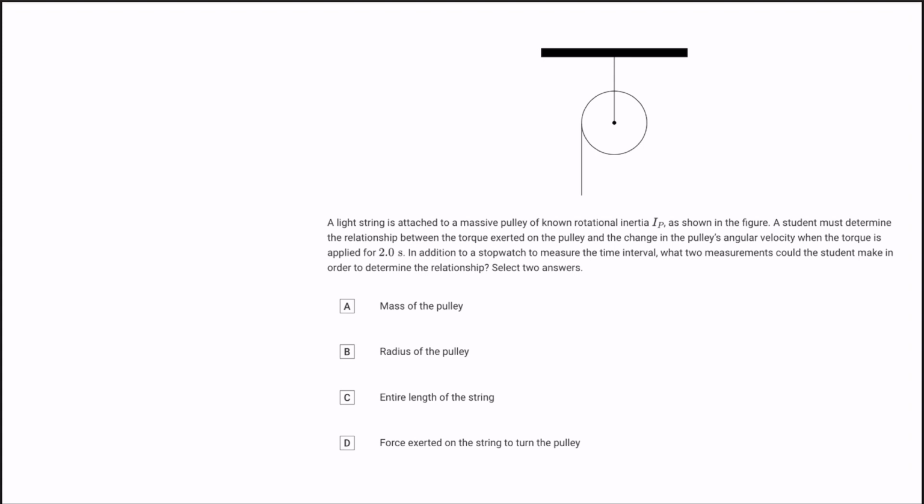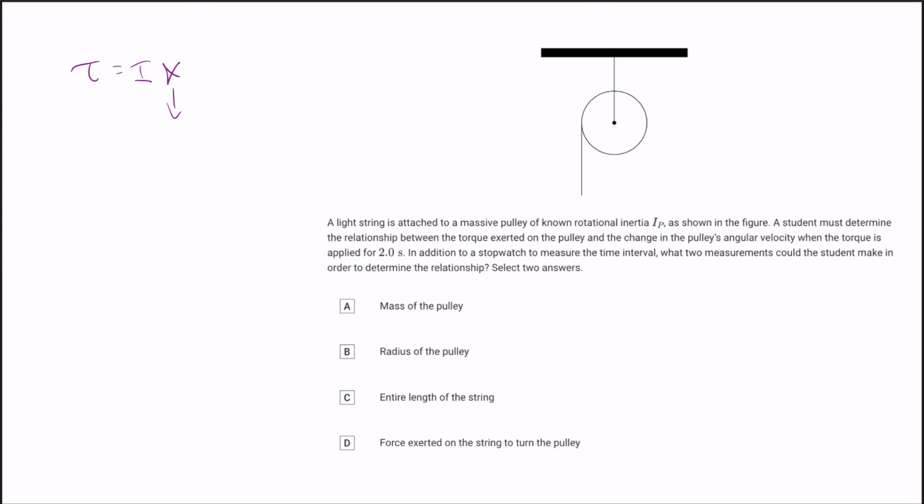All right, so the student is trying to compare the relationship between torque and angular velocity. So the first thing I'm going to do is give an equation that has torque and angular velocity. So I know that torque is equal to the moment of inertia, which I can use because I already know it, times angular acceleration. That's Newton's second law for rotational motion.